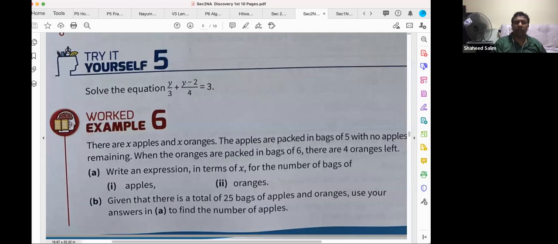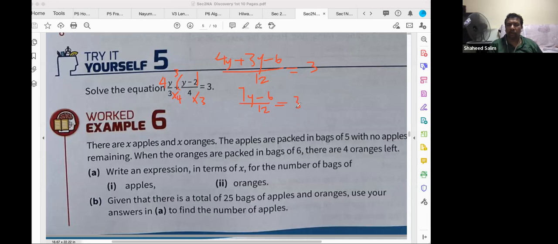Okay, very simple. You make it one fraction. So what we do is times by 4, times by 3. You say it times by 3. Say it times by 4. This one no need to do anything. The 3 on this side, just combine it here. So what do you get? You get 4y plus 3y minus 6 over 12 is equals to 3. So these two can combine. You get 7y minus 6 over 12 is equals to 3.